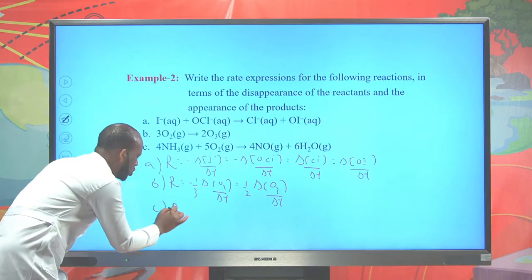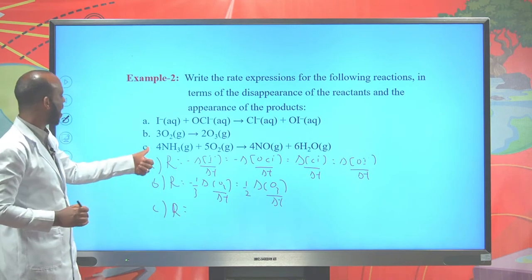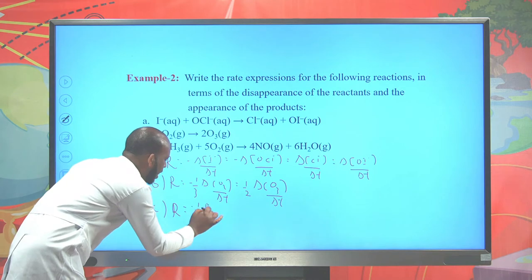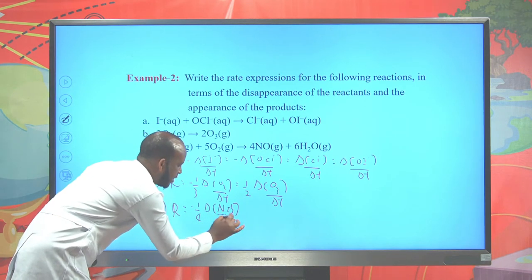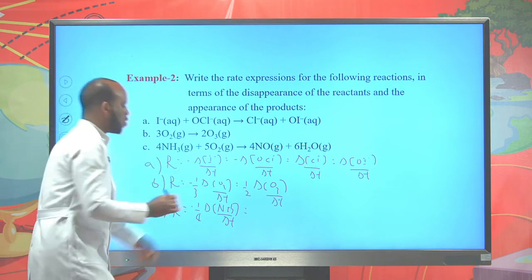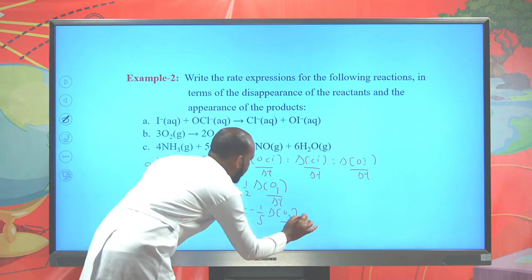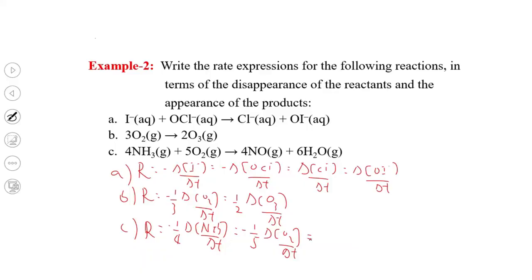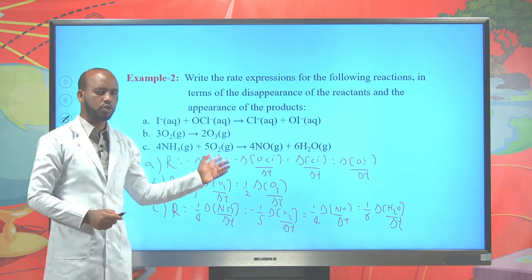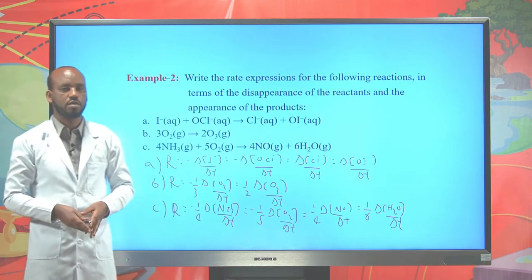C, rate equals, in terms of reactant, minus 1 over 4 change in concentration of ammonia divided by change in time, equals minus 1 over 5 change in concentration of O2 divided by change in time, equals 1 over 4 change in concentration of NO divided by change in time, equals 1 over 6 change in concentration of water divided by change in time. This is the rate for this reaction in terms of disappearance of the reactants and in terms of appearance of the products.